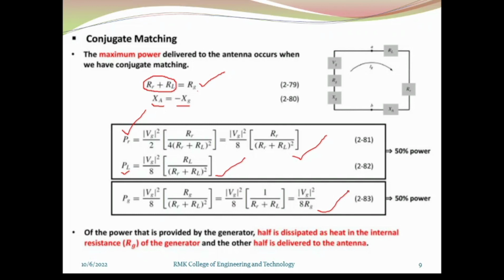Of the power provided by the generator, half is dissipated as heat in the internal resistance, right? This is the power loss, and the other half is delivered to the antenna. So this much power can be delivered to the antenna, and this is the power radiated in free space.